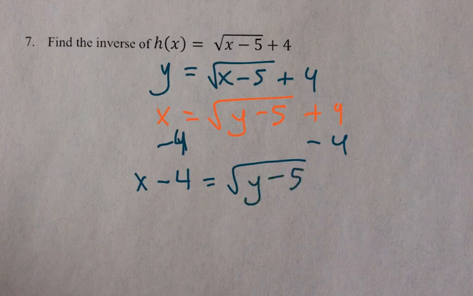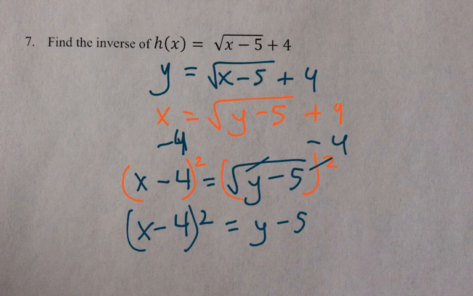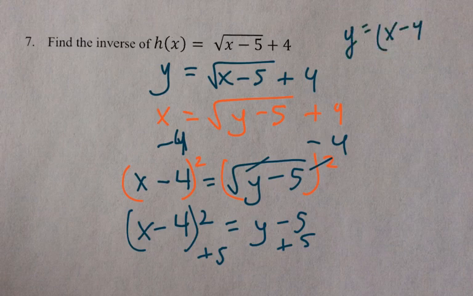To undo the square rooting, we're going to have to square this side, which means we have to square this side. So I get x minus 4 squared equals y minus 5, because the square root and the squaring canceled. Then we add 5 to both sides. So we end up with y equals x minus 4 squared plus 5.